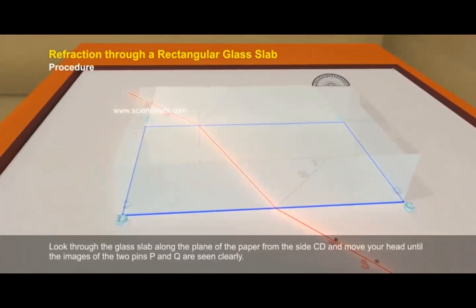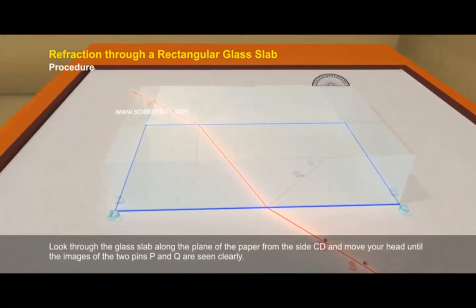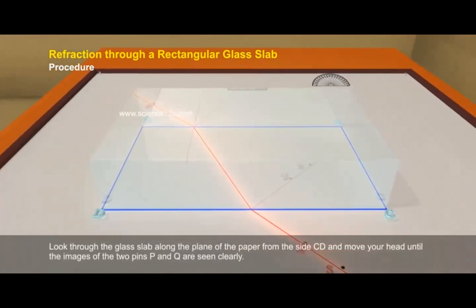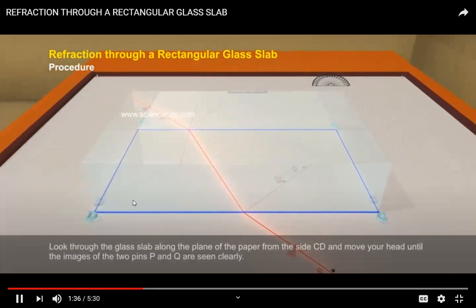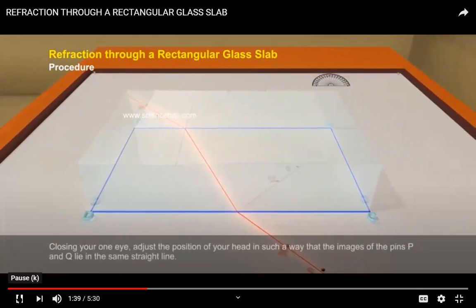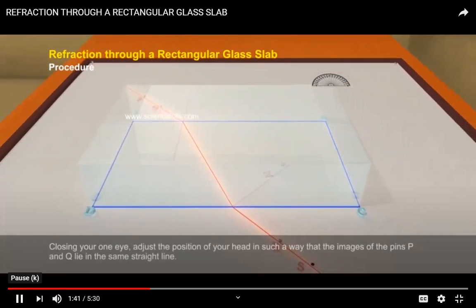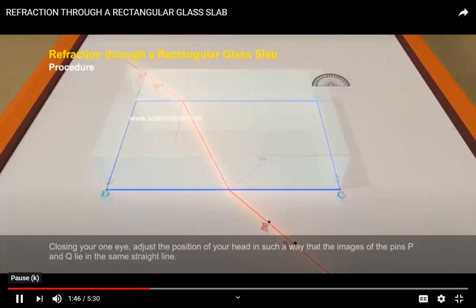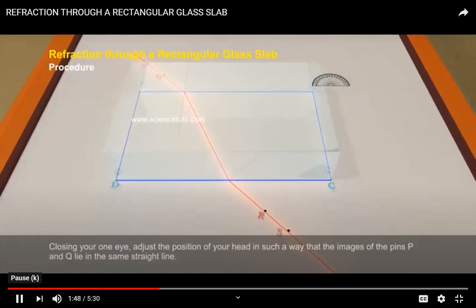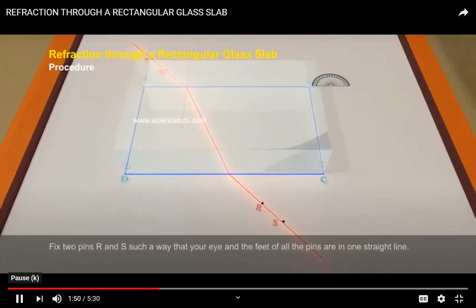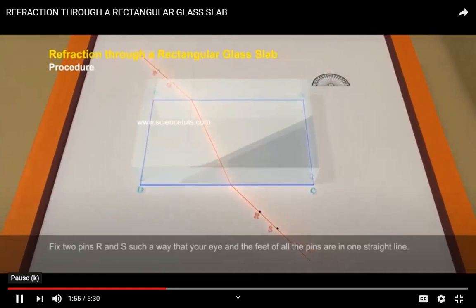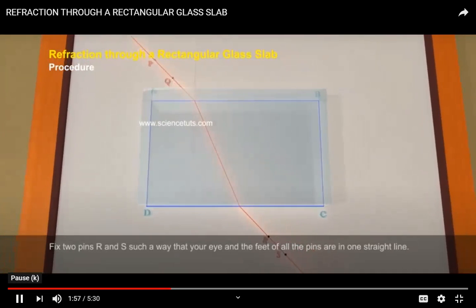Look through the glass slab along the plane of the paper from the side CD and move your head until the images of the two pins P and Q are seen clearly. Closing one eye, adjust the position of your head in such a way that the images of the pins P and Q lie in the same straight line. Fix two pins R and S in such a way that your eye and the feet of all the pins are in one straight line. I hope so, girls.